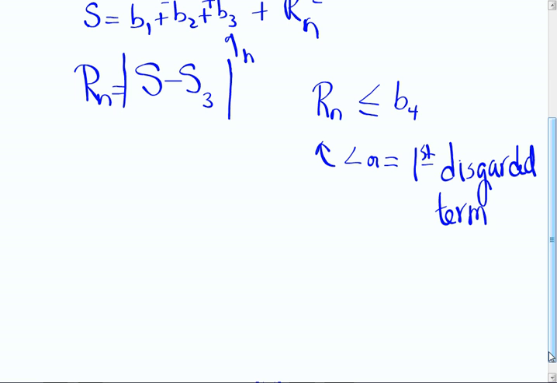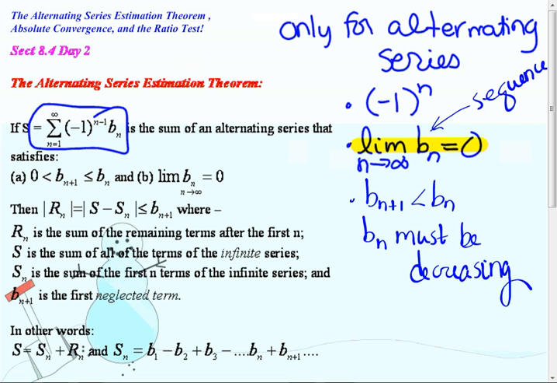First discarded term. The first one you throw away. So it's actually easy, and that's what all of this stuff says back here. Looks complicated. This is all alternating series here, and it says that the remainder, the sum of all the remaining terms, is less than that first term you forget about. Discarded, neglected term, whatever. Okay, so let's look at the example.